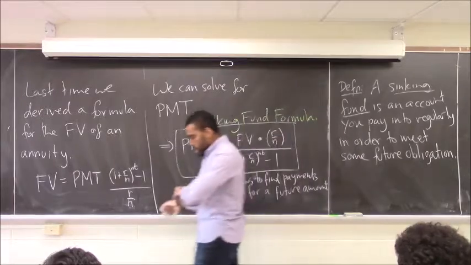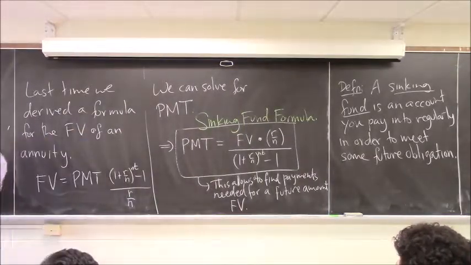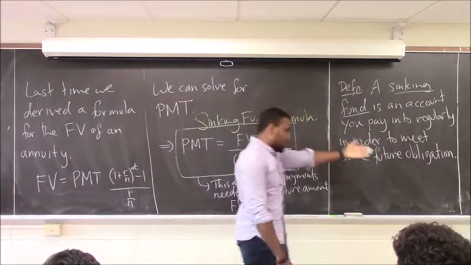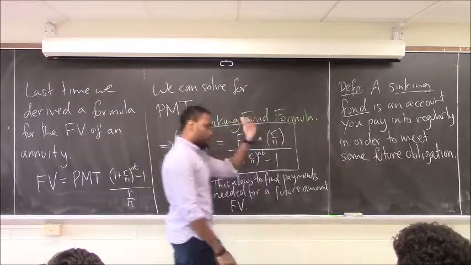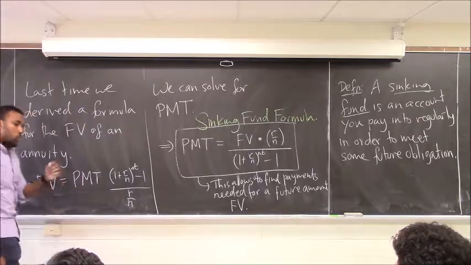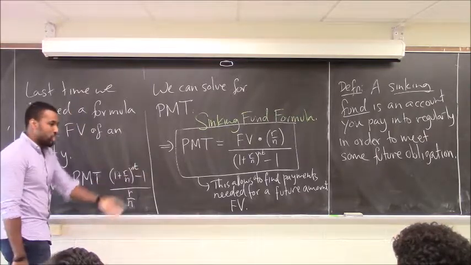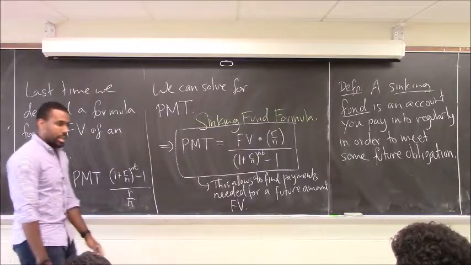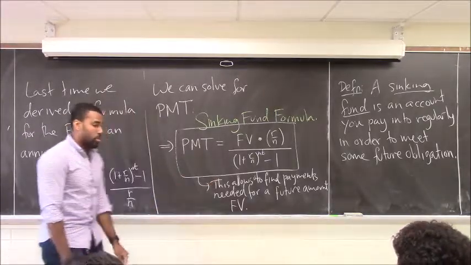So something like a college fund is a sinking fund. When you were born, your parents might have decided, oh, in 18 years I'm going to pay for this kid to go to college. What should I be putting away now so that in 18 years I'll have all the money there to just send him off to college, right? So that's an example of a sinking fund.